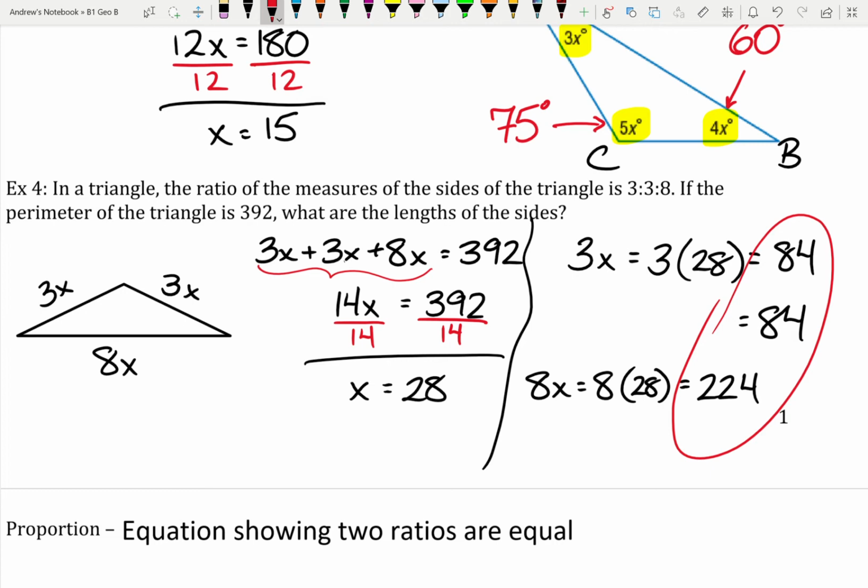If I add all those up, that should hopefully give me the perimeter that they were talking about. If they don't, then that must mean that I made a mistake. So it's never a bad idea to go back and check with that. But if it all works out, you're good to go.